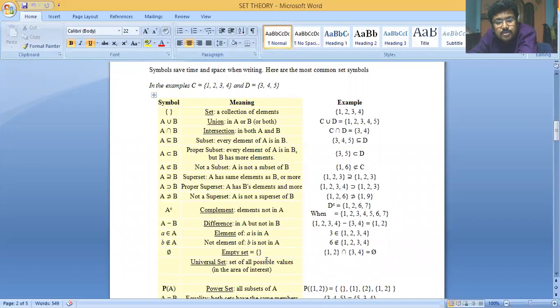Now empty set. What is the empty set? The null set. 1, 2 is a set, 3, 4 is another set. If we take the intersection of these two sets, then we get no elements. So this is a null set.